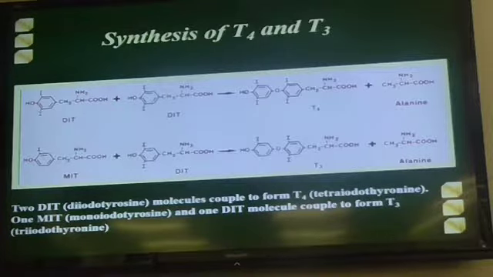But anyway, these are the equations to show you how you get T4 and T3. And what's alanine? Amino acid. Is it a pretty important amino acid? Right, so this also acts as a source of that so that it can be used for other things.